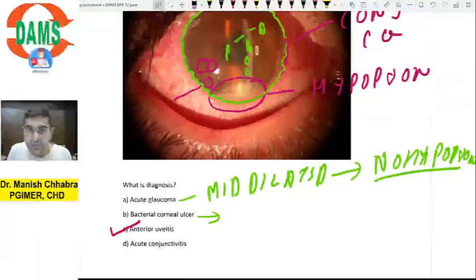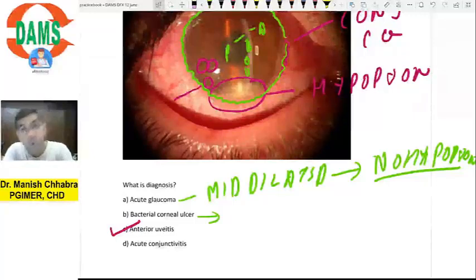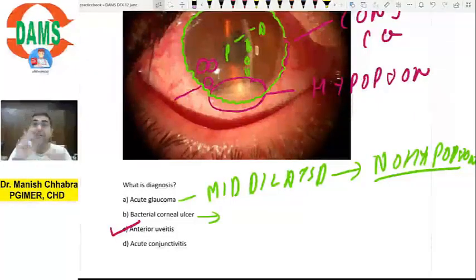And acute conjunctivitis, if there is acute conjunctivitis, why there will be hypopyon? Bachcho, will there be hypopyon? No, not at all. There will not be any hypopyon, right? And there will be diffuse conjunctival congestion. Here there is typical circumcorneal congestion, right? Circumcorneal means just around the cornea, hence it is the answer.